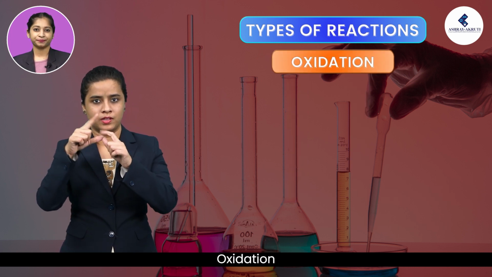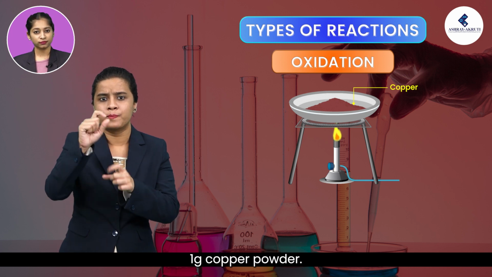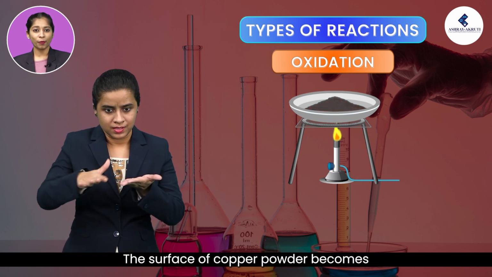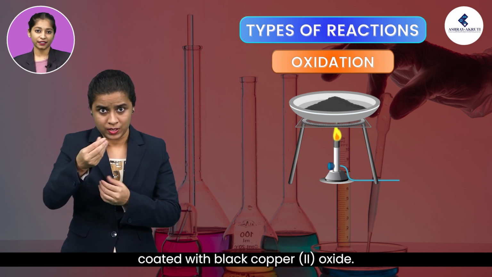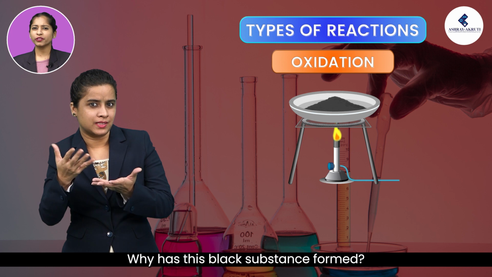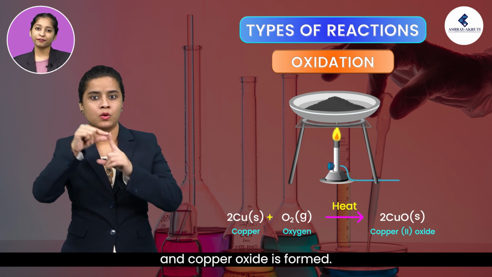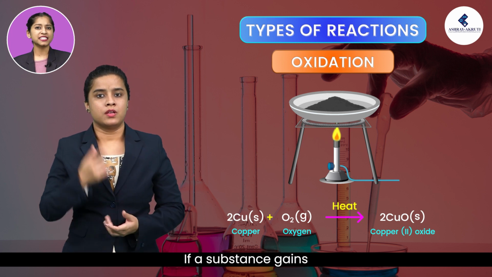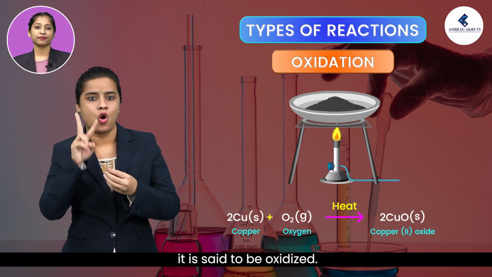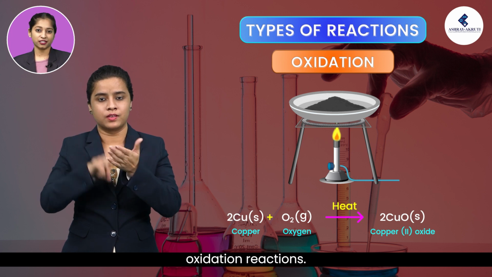Oxidation. Activity. Heat a china dish containing about 1 gram copper powder. What do you observe? The surface of copper powder becomes coated with black copper oxide. Why has this black substance formed? This is because oxygen is added to copper and copper oxide is formed. If a substance gains oxygen during a reaction, it is said to be oxidized. Such reactions are called oxidation reactions.